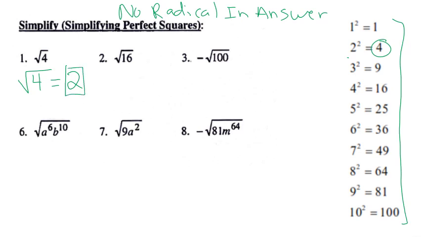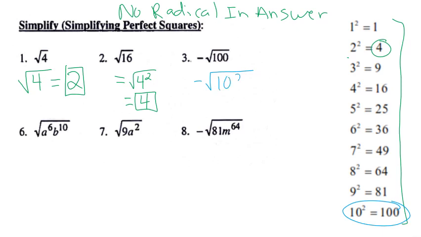For the next one, if I have the square root of 16, that's basically saying what number to the second power would give me 16. And the square root of 16 is the same as 4 to the second. And really my answer would be 4. Even though 4 is a perfect square, I'm not going to take the square root again because I already evaluated the square root. And then the last one, we have a negative out front, the negative square root of 100. 100 is really 10 squared. Anytime I square a square root, they're inverses, so my answer would just be negative 10.